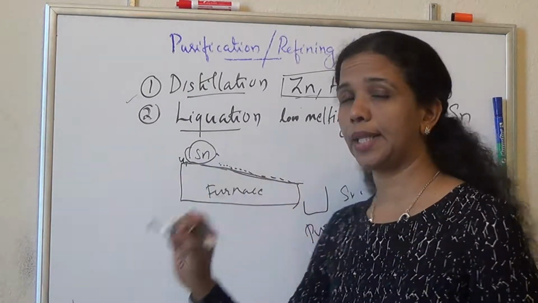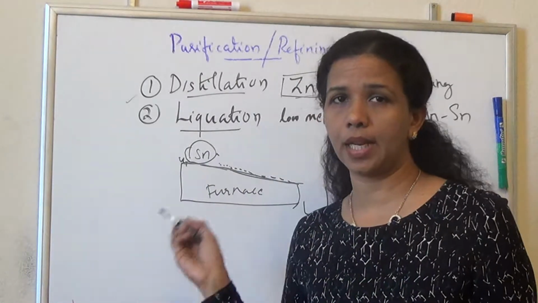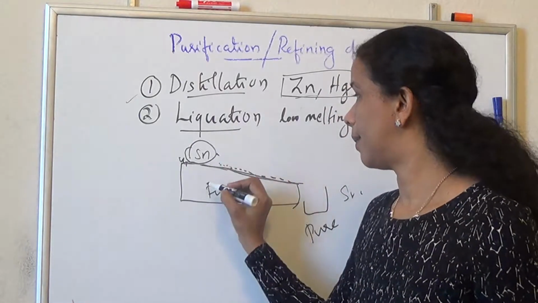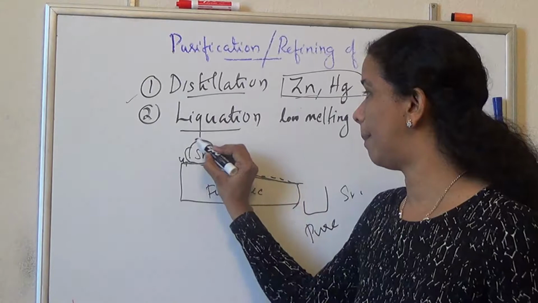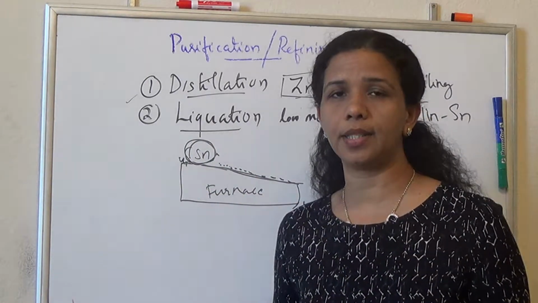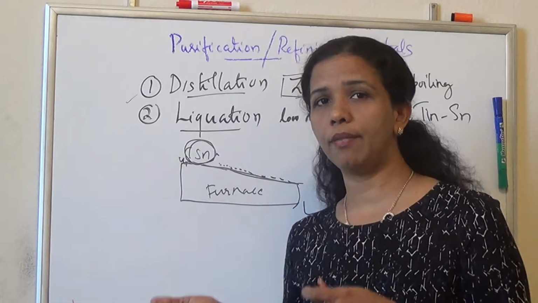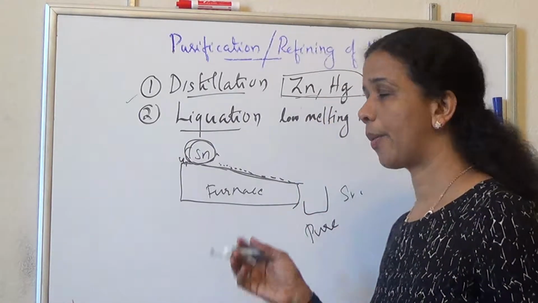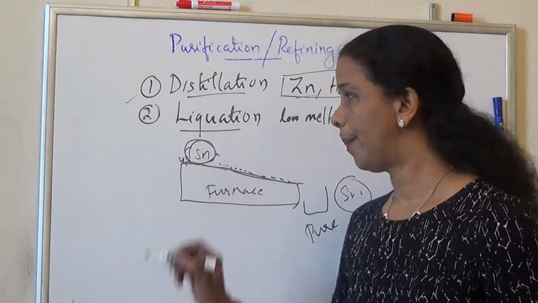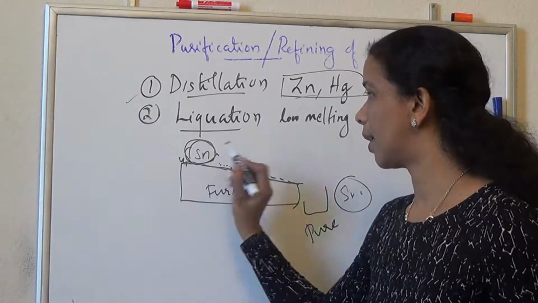So we have to check the melting points of the metal and impurities, and keep the temperature just equal to the melting point of tin. Otherwise, if we use a very high temperature, both the impurities and tin will melt and flow down, and here we will get the same impure tin. So we have to keep the temperature accordingly.